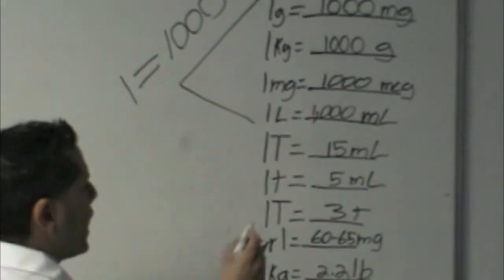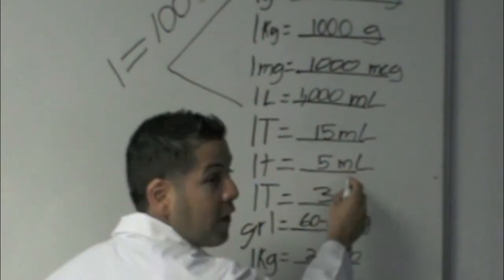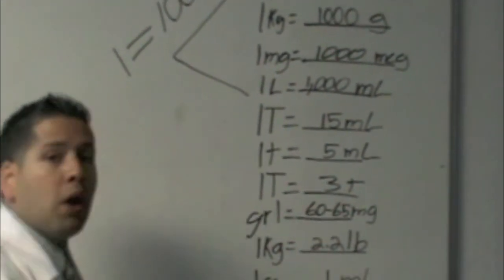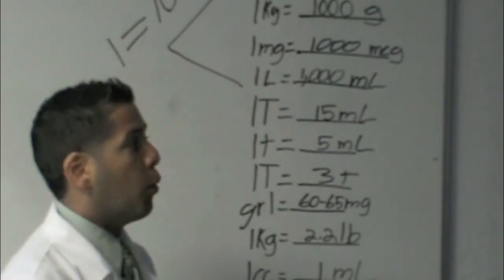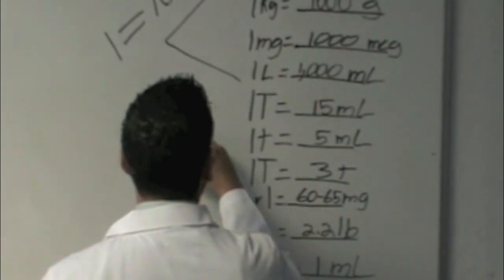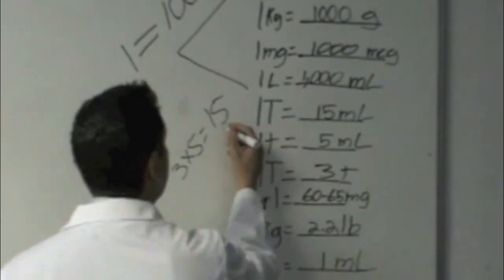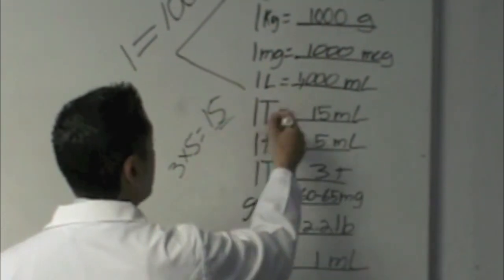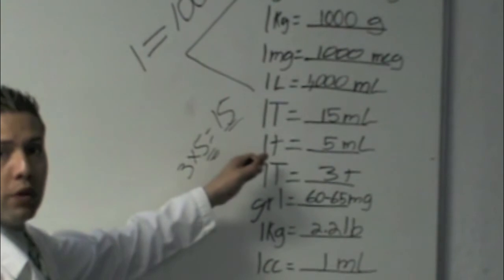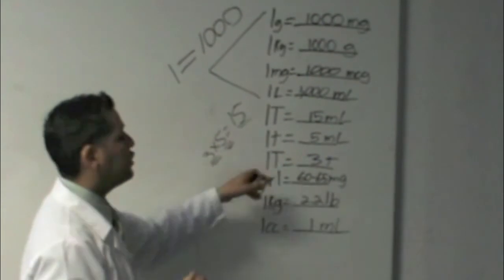The next 3: 1 tablespoon is equal to 15 milliliters, 1 teaspoon is equal to 5 milliliters, and 1 tablespoon is equal to 3 teaspoons. People get these confused a lot. They don't know which one's a 5, which one's a 15. What I tell people is just look at the numbers: 3 times 5 equals 15. The 15 is used for the bigger amount, which is a tablespoon, a bigger spoon. The 5 is used for a teaspoon in milliliters, and 3 teaspoons is equivalent to 1 tablespoon.